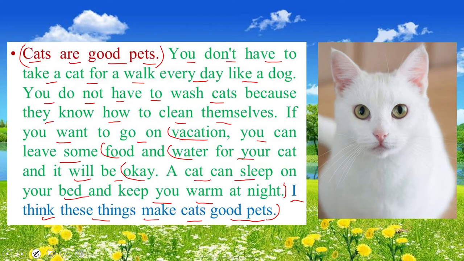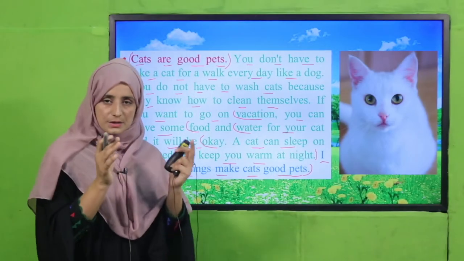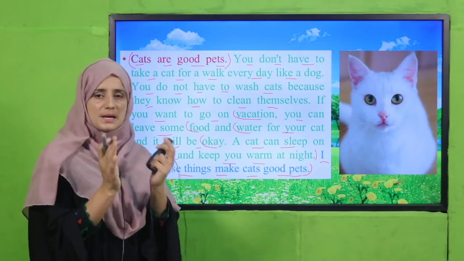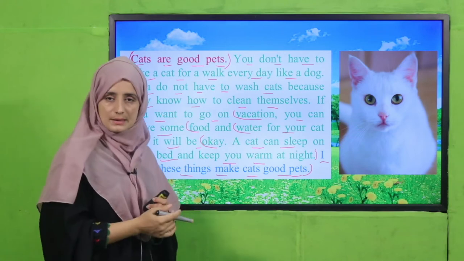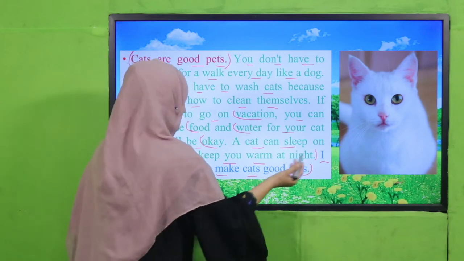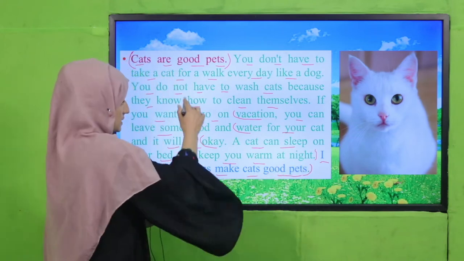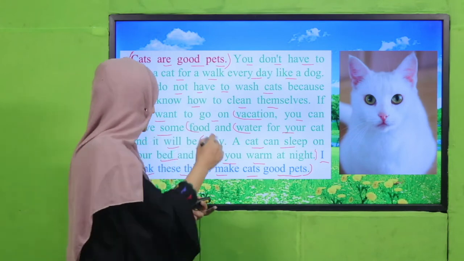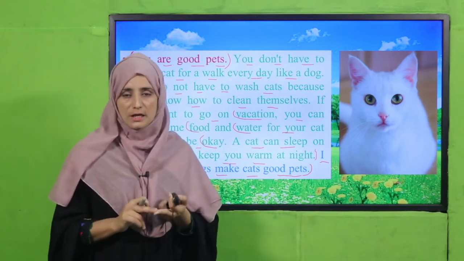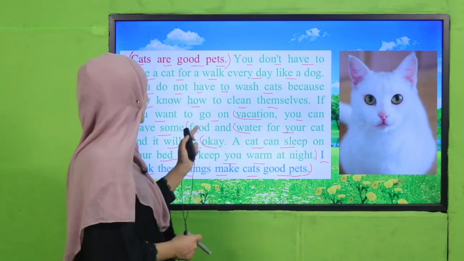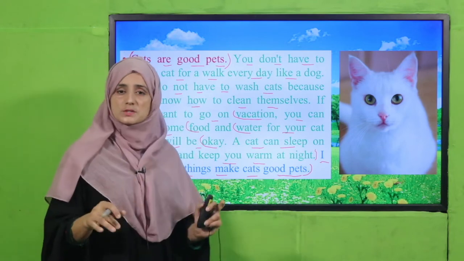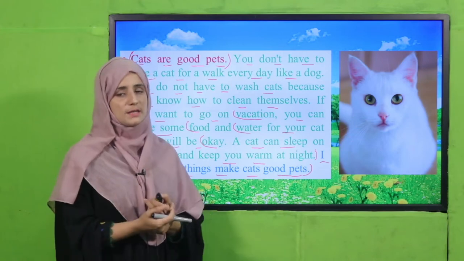So yes, my dear students, this remaining detail is called the supporting detail, the middle part that supports our first topic sentence. And the last sentence is "I think these things make cats good pets." Because if we are going anywhere, we can leave food and water for our cats, so it will be okay. And they can clean themselves. They know how to keep themselves clean.